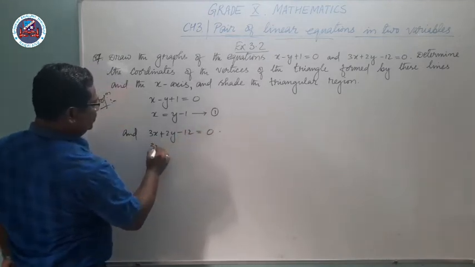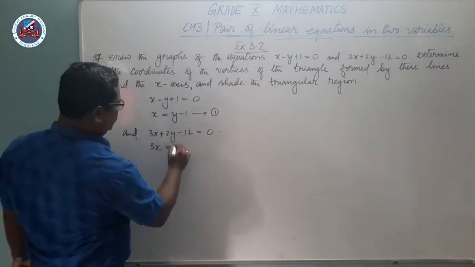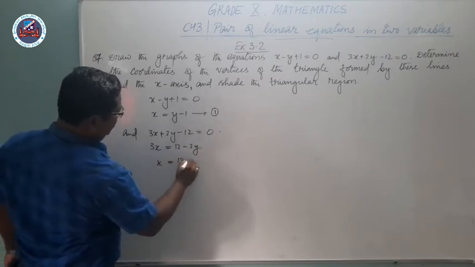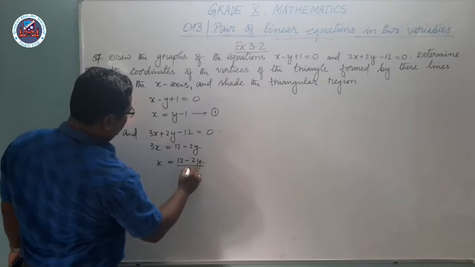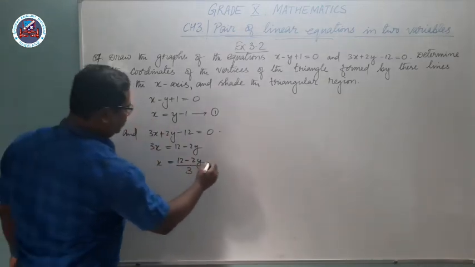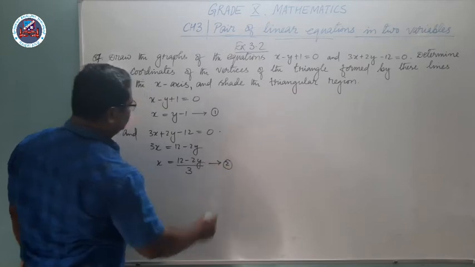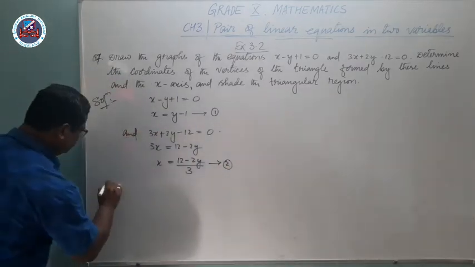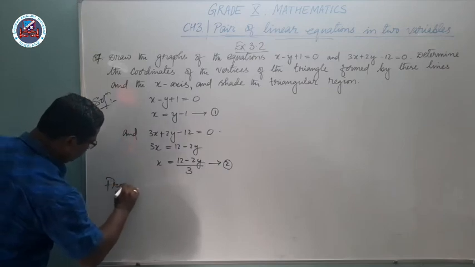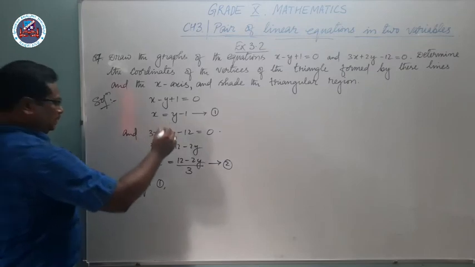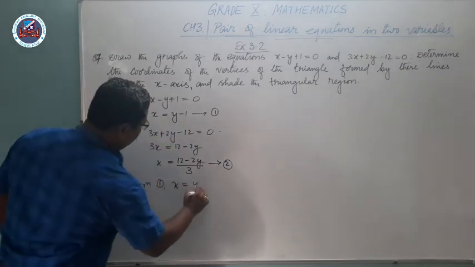So you can write 3x is equal to 12 minus 2y, x is equal to 12 minus 2y divided by 3. This one I have written in x form. Here also I have done in x form like this, equation number 2. Then we will solve graphically. From equation 1, x equal to y minus 1.